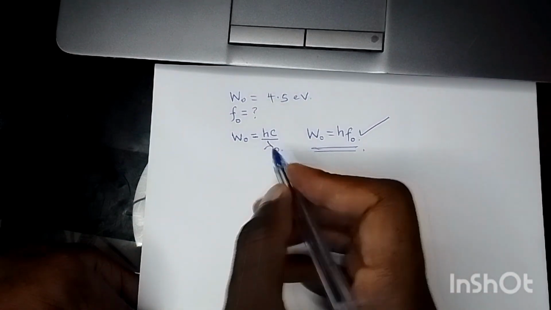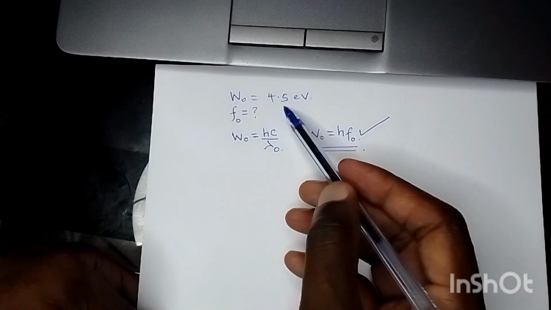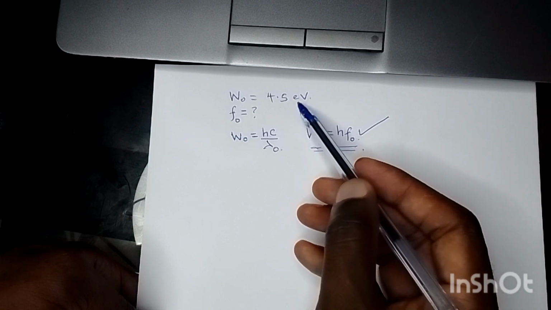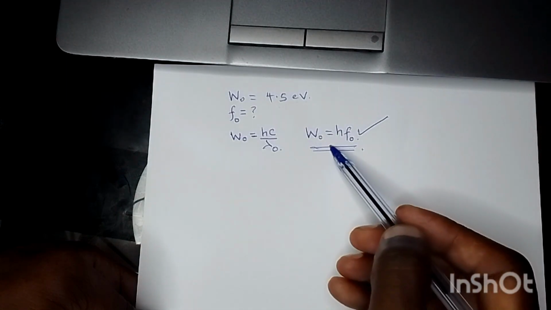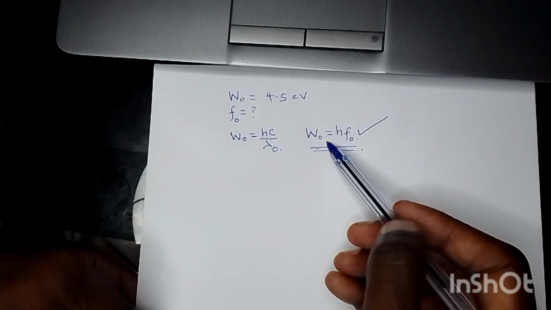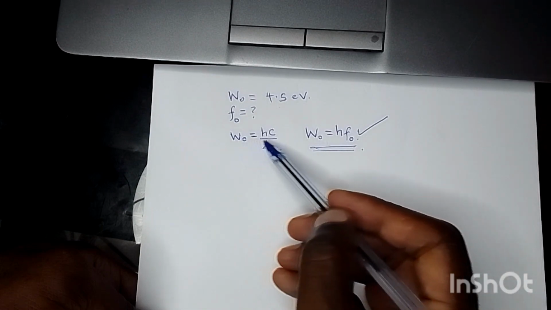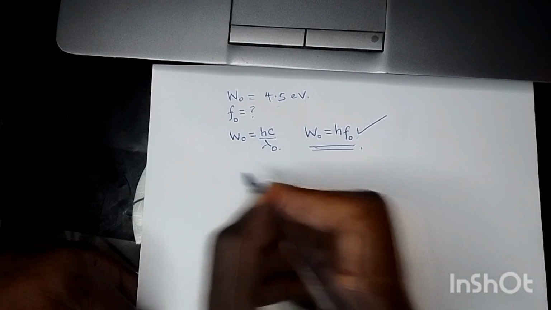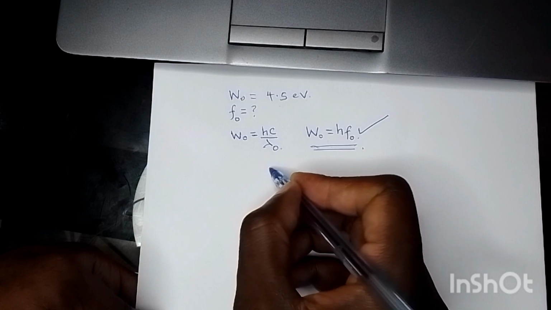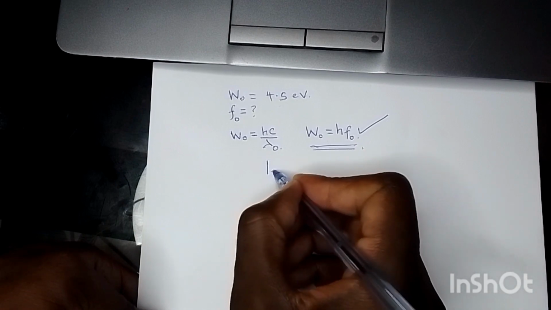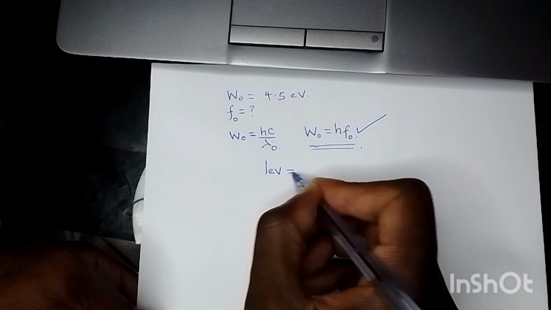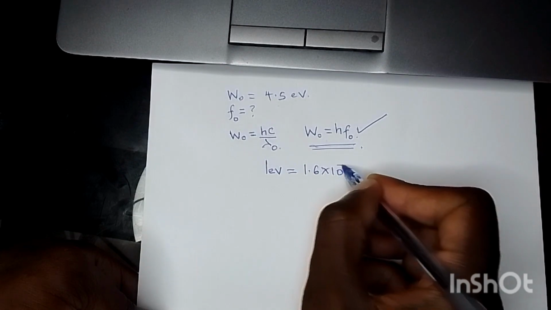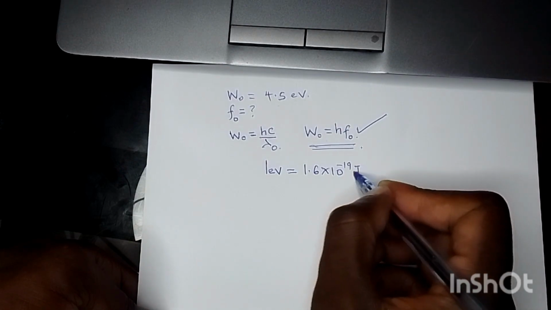Another thing, work function is given in form of electron volts. I cannot use this work function in this unit in this equation, not unless I convert it to joules. So when converting into joules, I'll first of all do this. 1 electron volt is equal to 1.6 times 10 to power negative 19 joules.